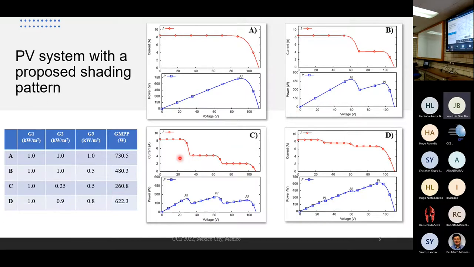In condition C, there are three irradiance levels, so the current graph has three levels, three steps. The global maximum power point is in the center, at P2, and P1 and P3 are local maximum power points at the left and right sides, respectively. In condition D, there are also three irradiance levels, and the global maximum power point is at the right side of the curve.